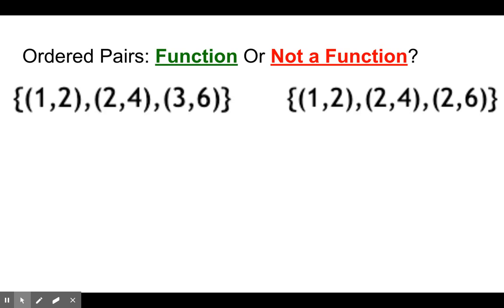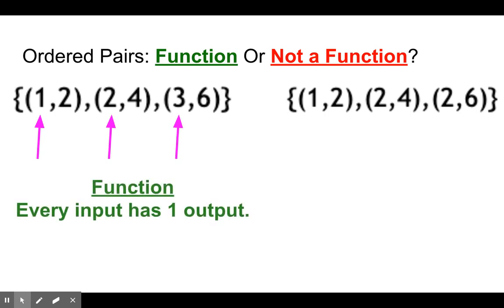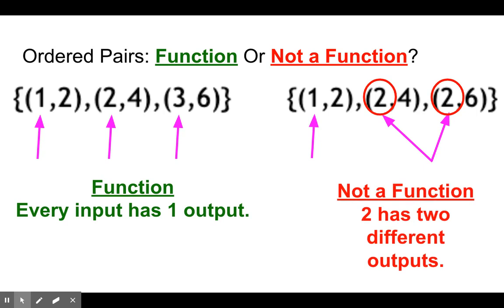To determine if these ordered pairs are functions or not, let's take a look at the x values. So 1, 2, 3. I don't have any x's that repeat, so that's a function. Every input has one output. 1 goes to 2, 2 goes to 4, and 3 goes to 6. On the one on the right, we have 1, and we have 2 twice. We have 2 2s. 2 can't go to 4 and 6 at the same time. This is not a function. 2 has 2 different outputs.